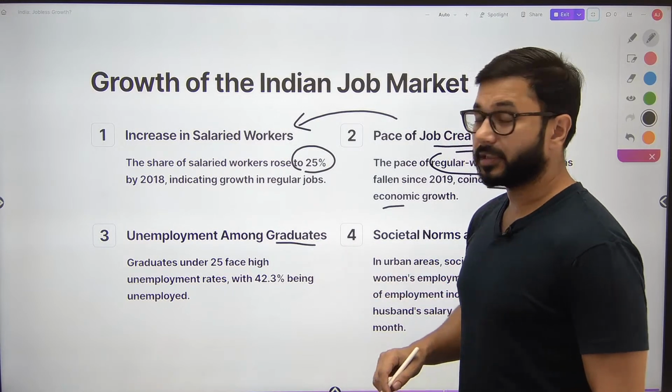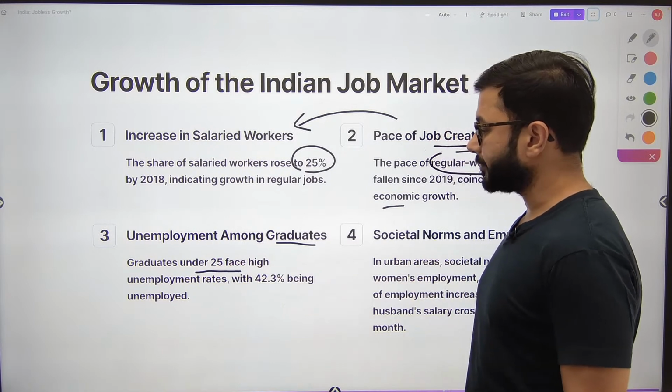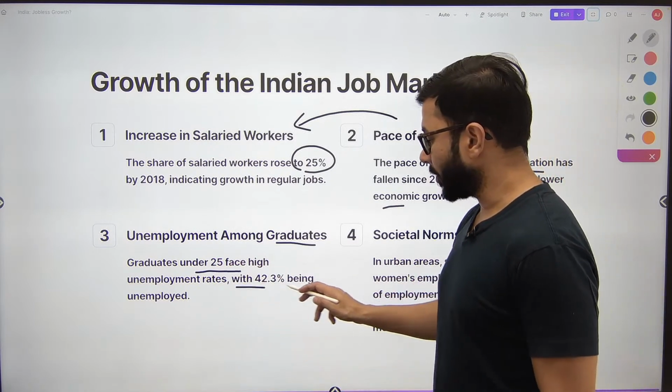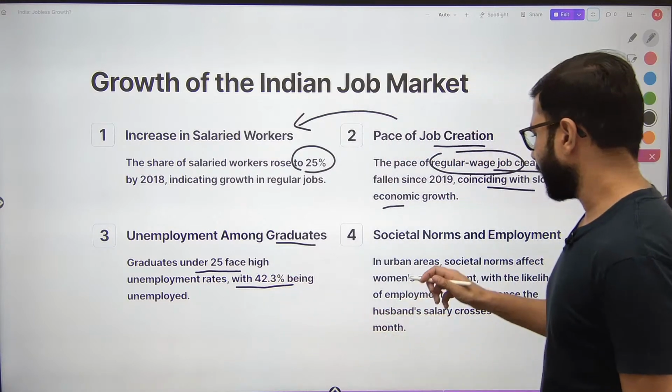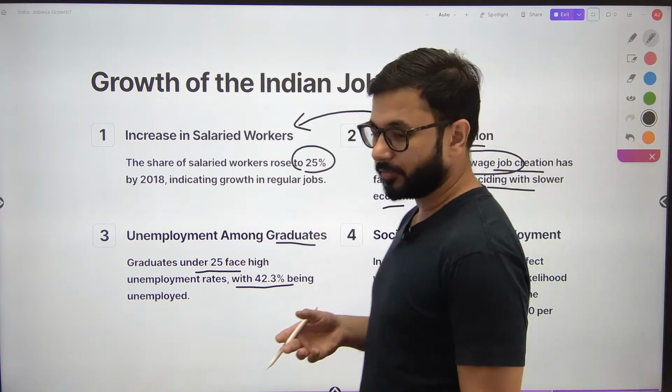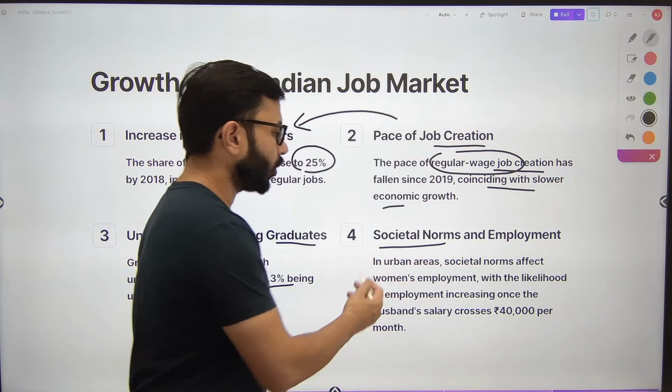Unemployment among graduates is massive. It's very high. Graduates under 25 face an unemployment of 42%, which is massive. ठीक है, you guys being one of those unemployed people out here. And what about societal norms and employment?